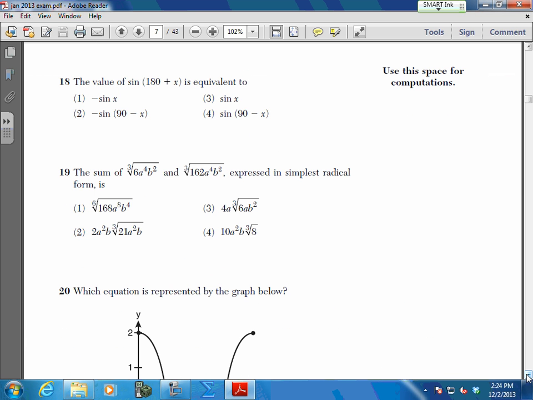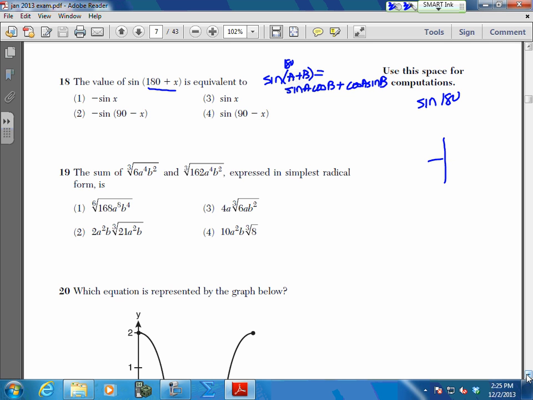Okay, number 18. If you recognize this, this is your formula for the sum of two angles. You have a sum formula and a difference formula in the back. So your sum formula is equal to the sine of A cosine of B plus cosine of A sine of B. Now, 180 is A. So find the sine of 180.